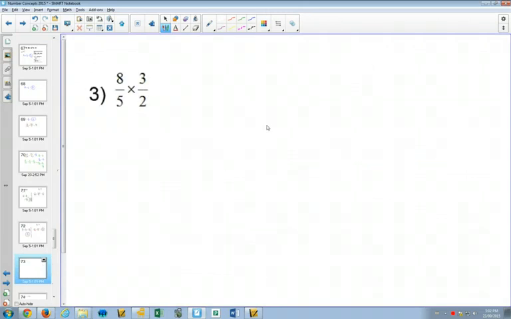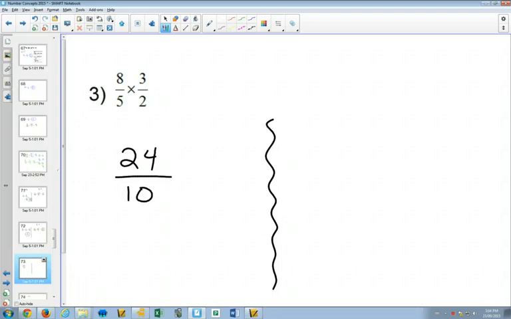Another one to try. Since we have fractions here, 8 times 3 would give us 24. 5 times 2 would give us 10. So if we just multiply the tops and multiply the bottoms, we get 24/10. This isn't reduced. In order to reduce it, you need to find, is there a number you can divide 24 by that you can also divide 10 by? What I like to do for reducing is I start by dividing by 2. Can you cut them both in half?